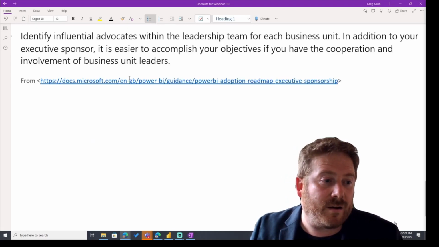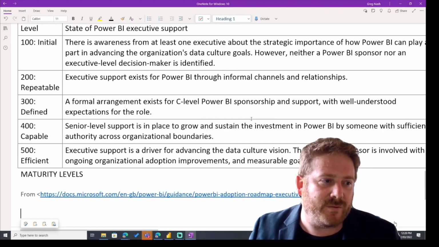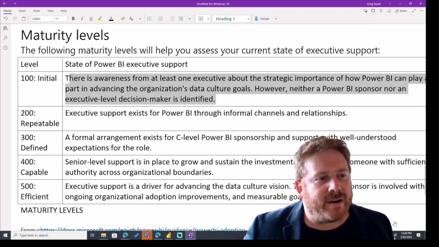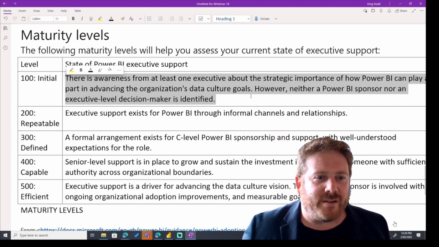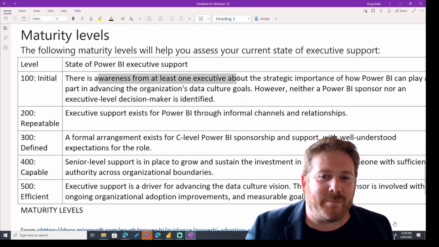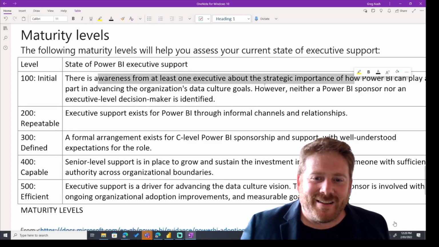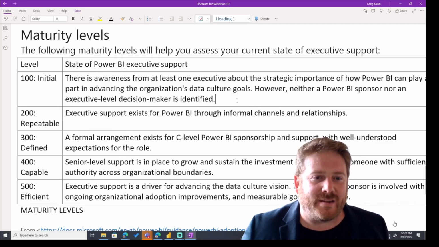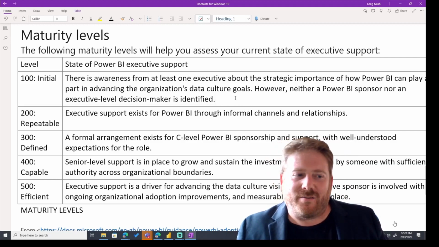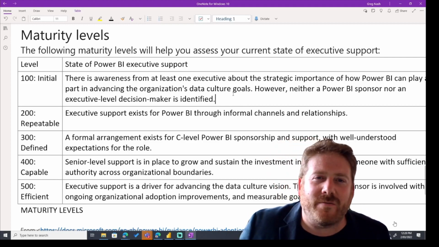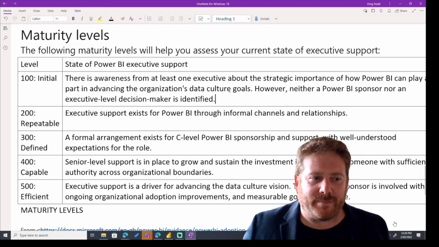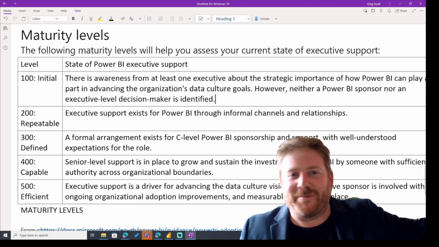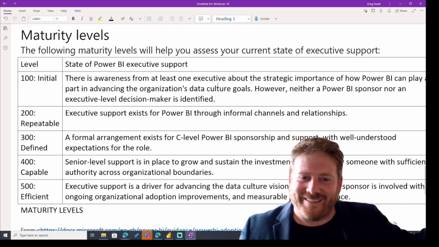The final thing on executive sponsorship is our maturity level. This is how you know where you're up to with your executive sponsors. Level 100, the lowest level of maturity, is that there's awareness from at least one person about the strategic importance of Power BI. They're not a Power BI sponsor, and there's no executive level decision maker. There's an awareness, but nothing else really. There's no formal identified person. If you're in that space, you're at the lowest level of maturity. I guess there is a level 0, which is nobody knows anything about Power BI, but they didn't add that in here.